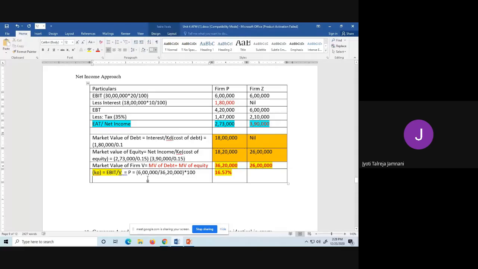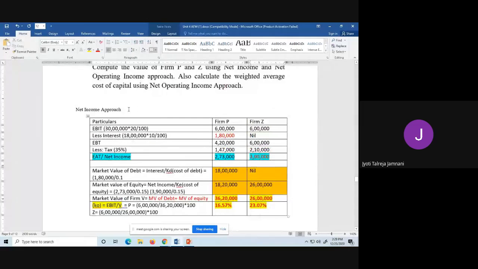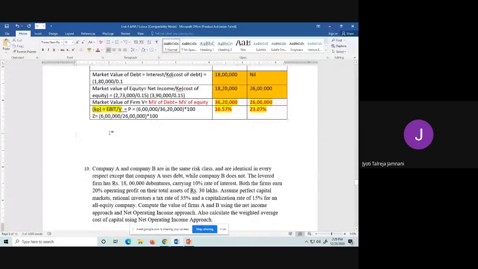Similarly, we'll do it for firm Z. 6 lakh is EBIT divided by 26 lakhs is the value of the firm into 100. 23.07%. This is how we solve it using the net income approach. Now the same problem, we have to find the value and the cost using net operating income approach. So let's start doing the net operating income approach.